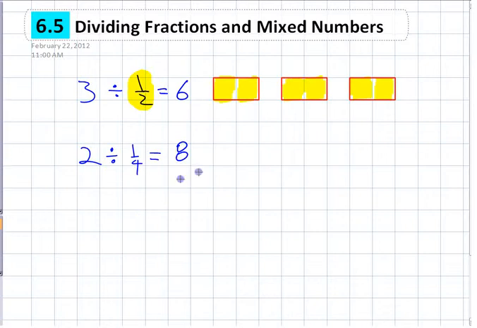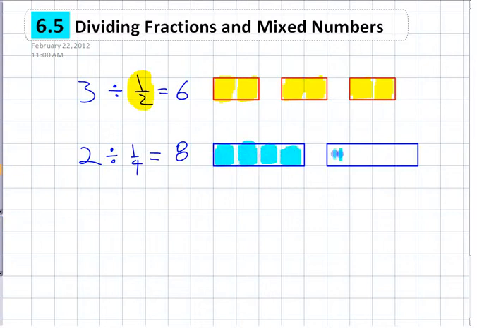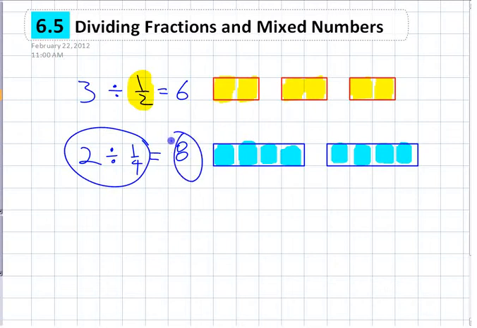If you draw something to represent the 2, here's 1, here's another. I'm using those 2 rectangles. Actually, I'll draw them beside it. There are your 2 rectangles. How many quarters are in there? 1, 2, 3, 4, 5, 6, 7, 8, right? Have a look at the question and think about how the answer comes up here.